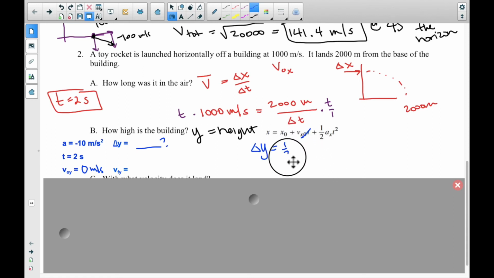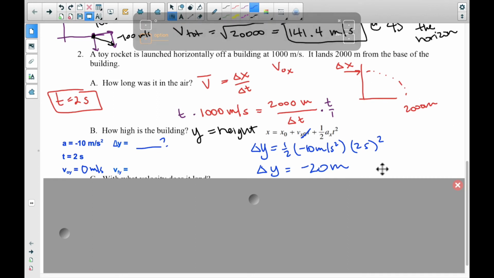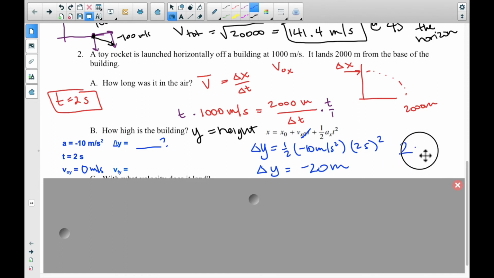And now we just have the 1/2 at squared. And so I multiply that out, and I get negative 20 meters, because these seconds squared basically cancel each other out, and you're left with negative 20 meters. Why is it negative? Because we just calculated the delta, how far it went, and it went down. And so it is 20 meters down. How high is the building? The building itself is 20 meters tall.